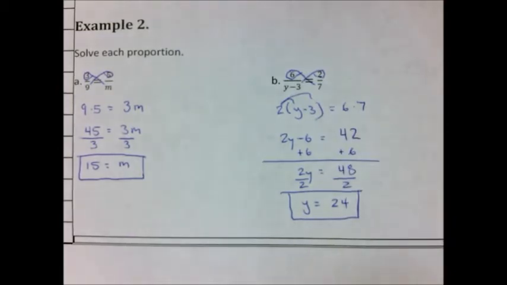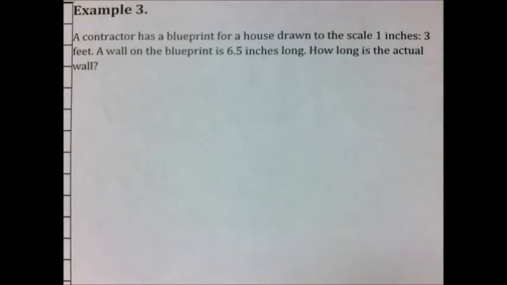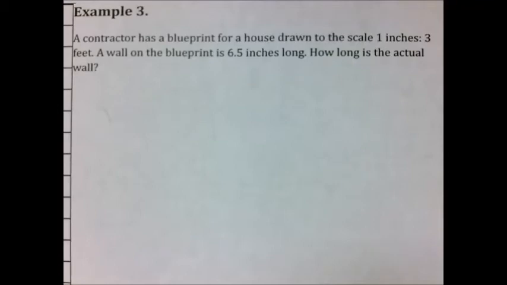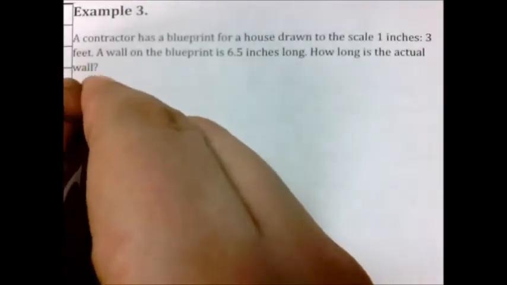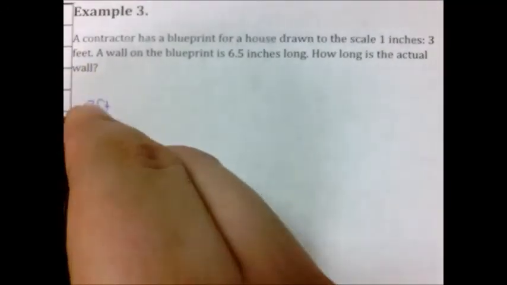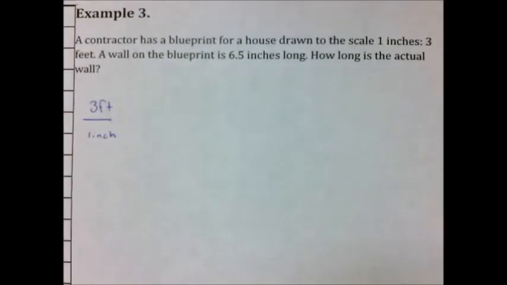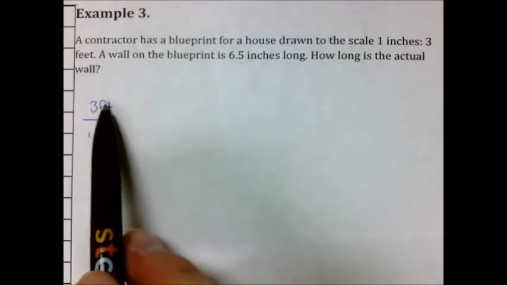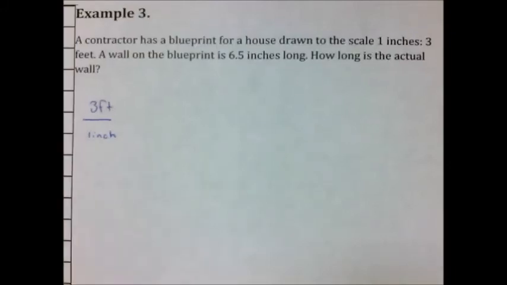Okay, let's do the last example. Now, example 3 says that a contractor has a blueprint for a house drawn to the scale of 1 inch is equal to 3 feet. That's the rate that we're talking about. So let's go ahead and write that. I'm going to reverse that though. I'm going to say 3 feet over 1 inch. Okay, that is the rate, the ratio of how the contractor's blueprint relates to the house that is going to be built. Every inch on the blueprint is equal to 3 feet in real life terms.